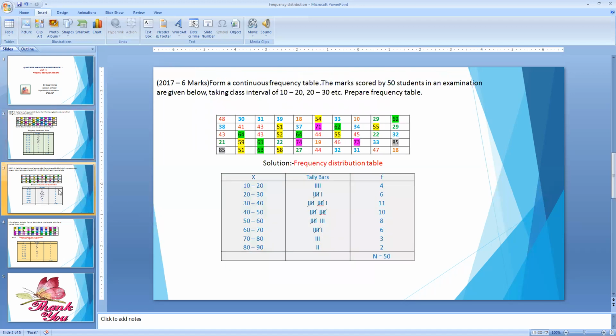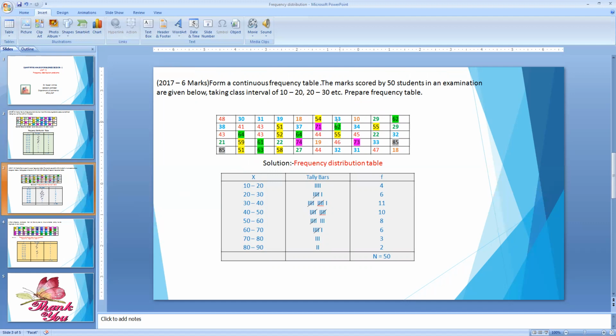Let us go for one more question which is given in the year 2017, that is for 6 marks. Here also they have given a group of 50 students' marks secured in the examination, and we have to frame, with the help of these numbers, the width of the class interval. It starts from the example they have given, that is 10 to 20, 20 to 30.